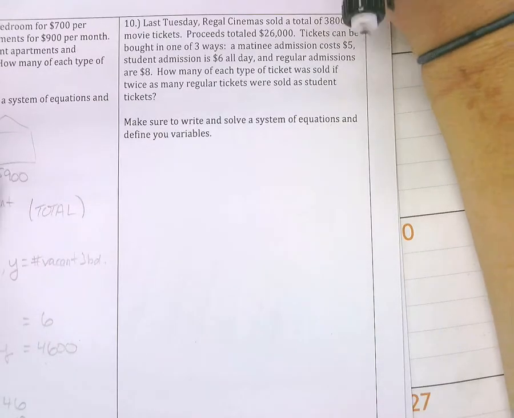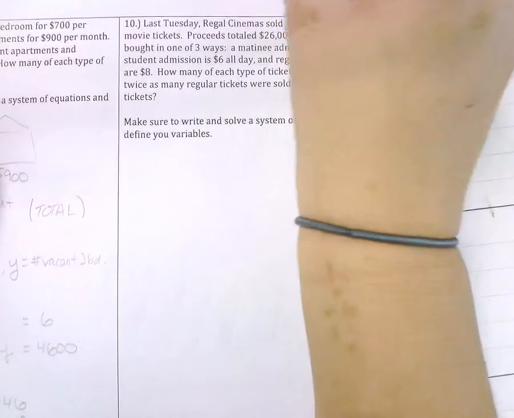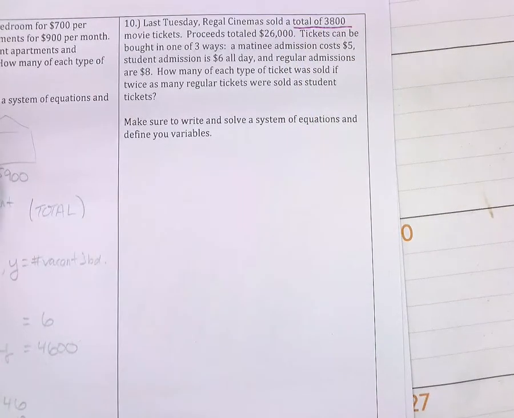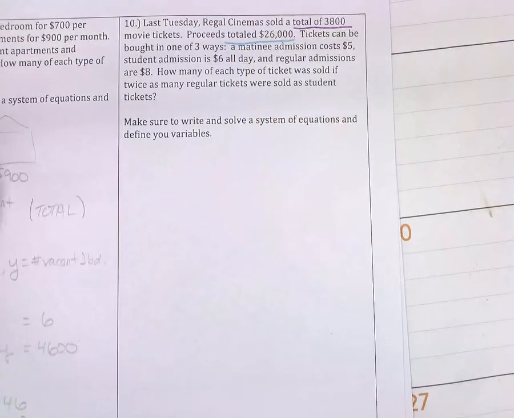Last Tuesday, Regal Cinemas sold a total of 3,800 tickets. Another total: proceeds total to $26,000. Word problems.